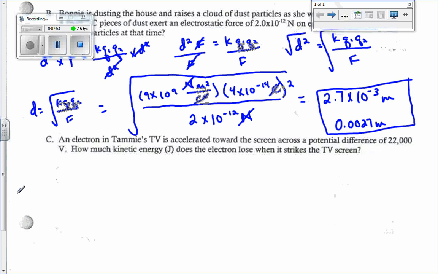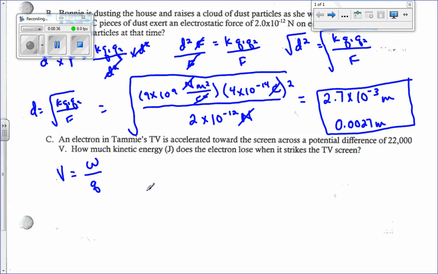Alright, last example. An electron in Tammy's TV is accelerated toward the screen at a potential difference of 22,000 volts. How much kinetic energy, measured in joules, does the electron lose when it strikes the TV screen? Yesterday I gave you a formula, and I said that the electrical potential energy, also known as voltage, is given by the work, or force times distance, per charge.